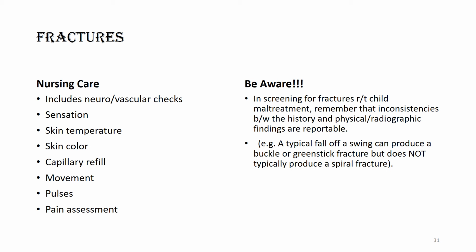A buckle fracture is usually from putting your hands down to protect yourself and you fracture your wrist. A spiral fracture is usually done when an extremity has been twisted. So spiral fractures almost always are a form of child abuse. Greenstick can possibly be, but not always.